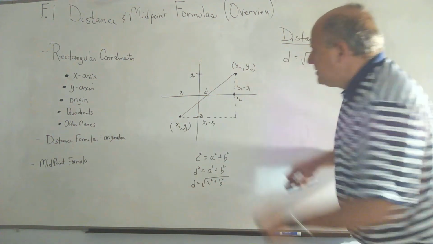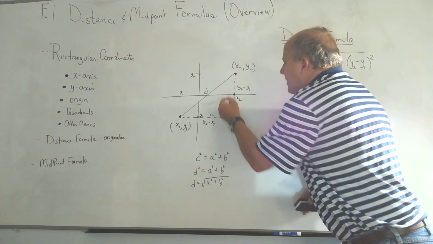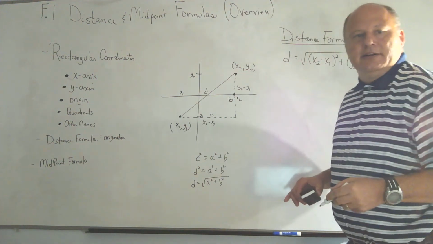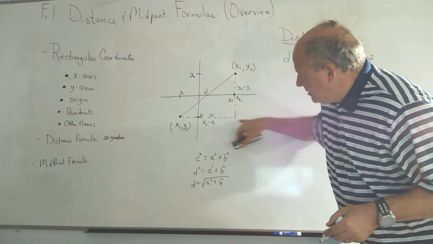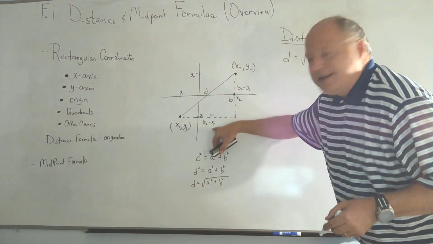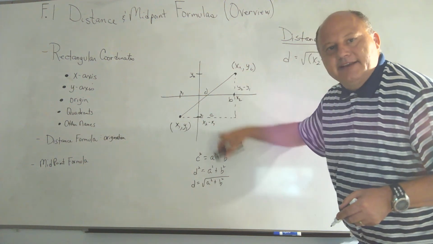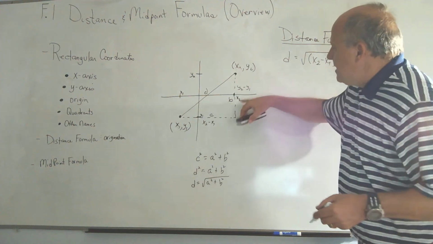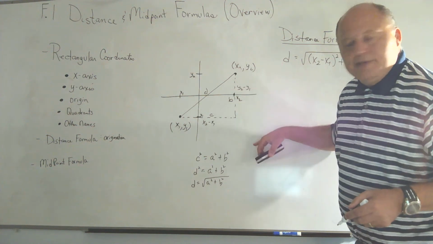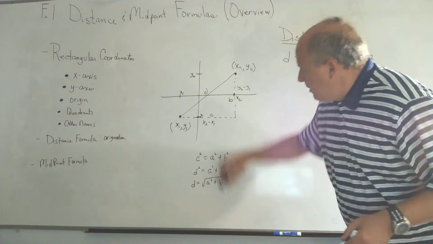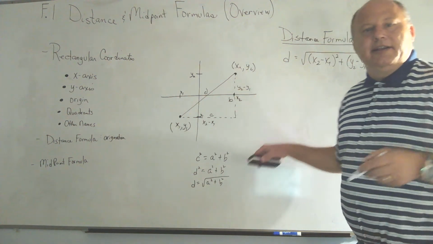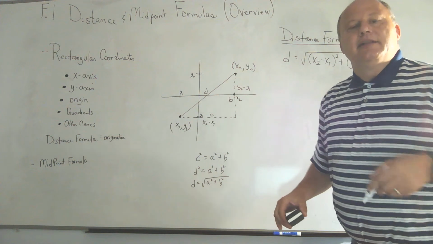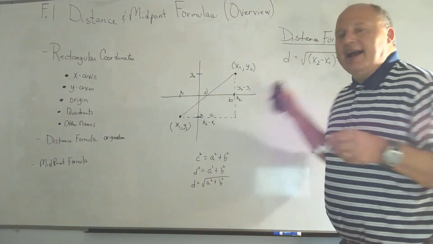But if you notice, a is this one and b is this one. A and b are the other two sides. Well, a is the distance between these two x coordinates here, so it's x2 minus x1. So a is the same thing as x2 minus x1, and b is the same thing as y2 minus y1. If you replace the a and the b with those two items, you have a formula. So really, the distance formula is nothing more than the Pythagorean theorem in disguise.